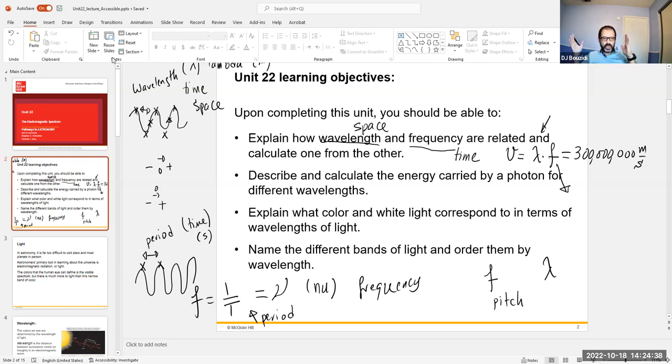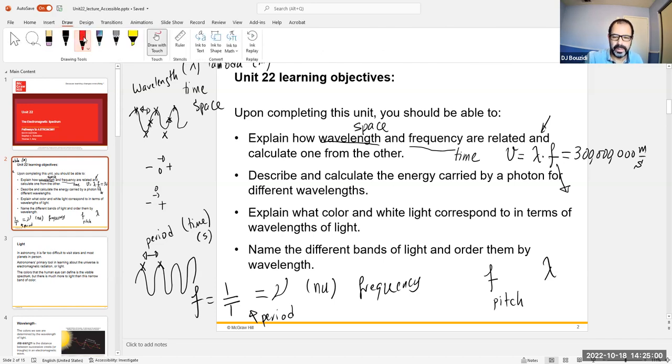Now, if the wavelength is short, so let me get a different color in here. What is the marker? I don't know how to get a different color on this thing. Anyway, on draw, that's what I'm doing. Sorry. So let me get a pen in here.